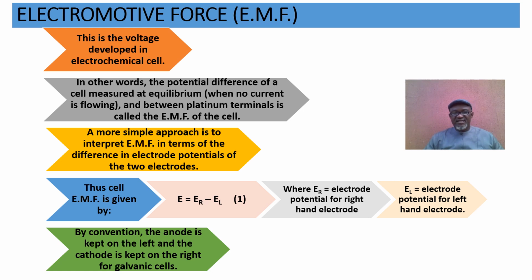Now, because of this E right and E left we are talking about, we have a convention. By convention, the anode is kept on the left and the cathode is kept on the right for galvanic cells. Like the Daniell cell, the anode is the zinc electrode, where oxidation takes place, whereas the cathode is on the right, the copper electrode, where we have reduction of the copper ion. So following this galvanic cell convention, that's why we have E right minus E left. We'll also see some other definitions of electromotive force, such as E oxidation minus E reduction.